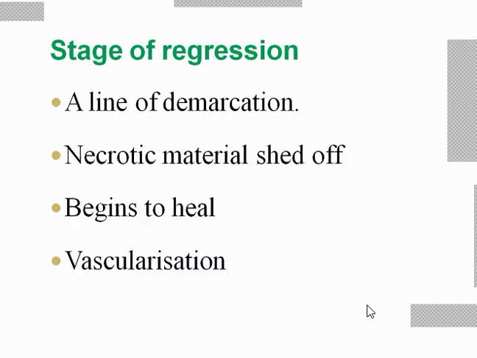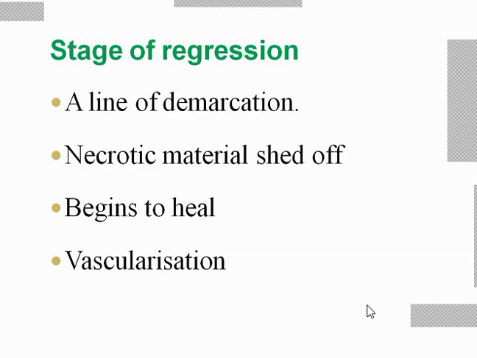So in the stage of regression, a line of demarcation will be present, and necrotic material is shed off. This should be looked at in fungal corneal ulcer, where there will be a lot of necrotic material adherent onto the corneal ulcer surface, that you have to debride almost regularly, every 1 or 2 days. You have to debride it with a small 15 blade. And then only the drops, natamycin or whatever antifungal drops we give, will go and hit the organism, then only they can heal.